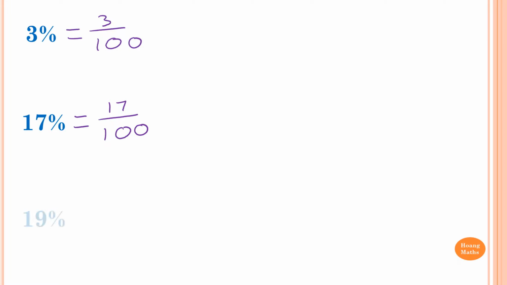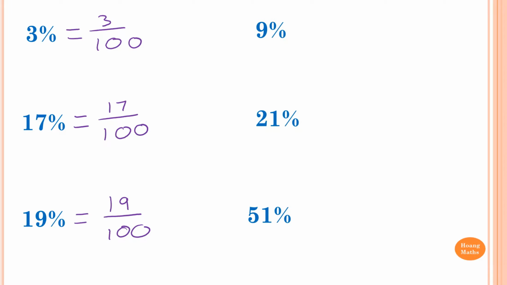Percent means per hundred. So 3% means 3 over 100. 17% means 17 per 100, in other words, it's 17 over 100. 19% is 19 over 100. Please stop the video and try this one yourself.